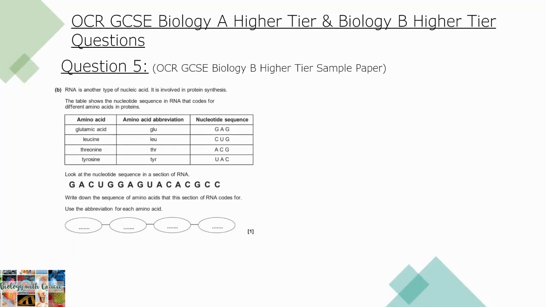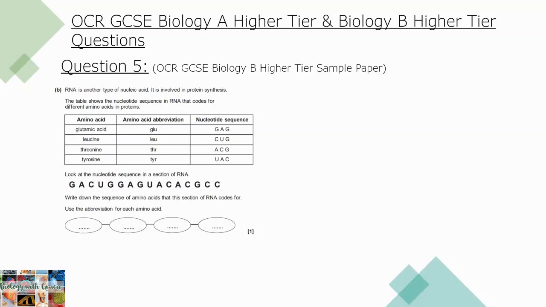Question 5. RNA is another type of nucleic acid. It is involved in protein synthesis. The table shows the nucleotide sequence in RNA that codes for different amino acids in proteins. So then we've got a column of amino acids, we've got their abbreviations, and then we've got their nucleotide sequences. And then it says, look at the nucleotide sequence in a section of RNA. Write down the sequence of amino acids that this section of RNA codes for. Use the abbreviation for each amino acid.